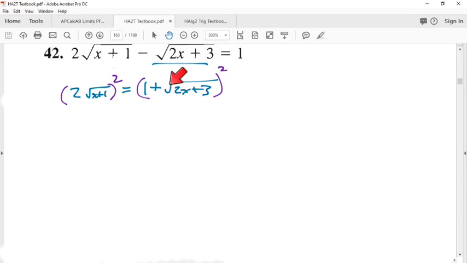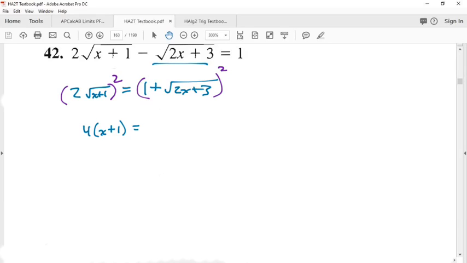Now this one should scare you a little bit. You're like, oh my gosh, that means I gotta distribute and stuff. This one's not bad. It's just 2 times 2 and then rad x plus 1 times rad x plus 1. So the left side, you just get 4 times x plus 1, because 2 squared is 4 and this squared is just what's inside because they cancel each other out. Okay, so that's what we get on the left side. The right side, boo. That's all I gotta say.